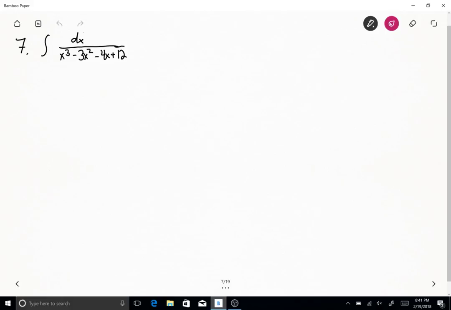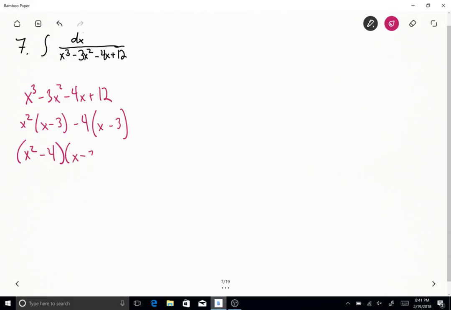What this is screaming to you, first off, let's take a look at x cubed minus 3x squared minus 4x plus 12. If you notice, you can group those first two terms. You get x squared, and then that would become x minus 3. If we do minus 4, notice what we get: minus 4 times x would give us that, and minus 4 times what will give us positive 12? Well, it would be minus 3. So just by grouping those terms separately, we get x squared minus 4, that quantity times x minus 3.